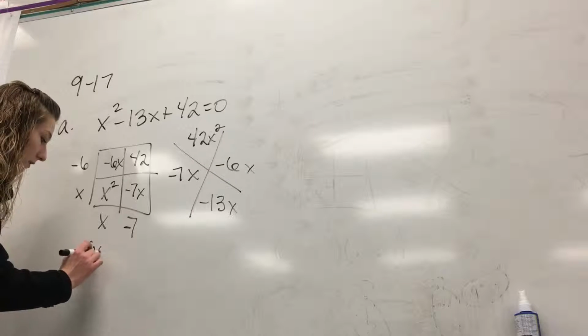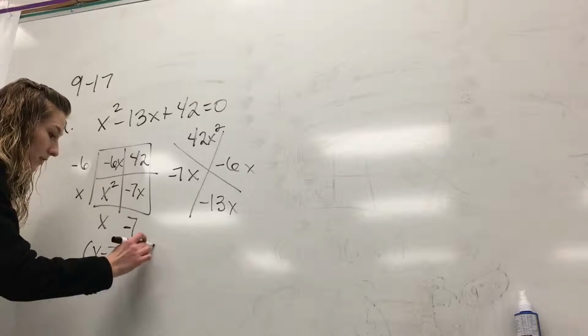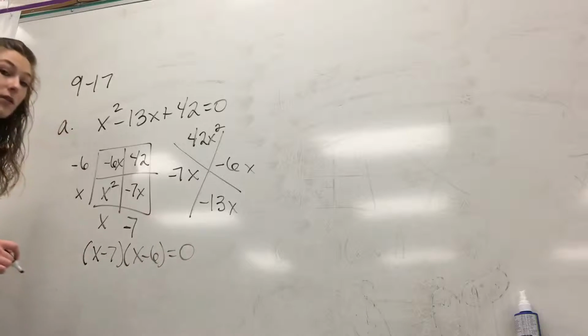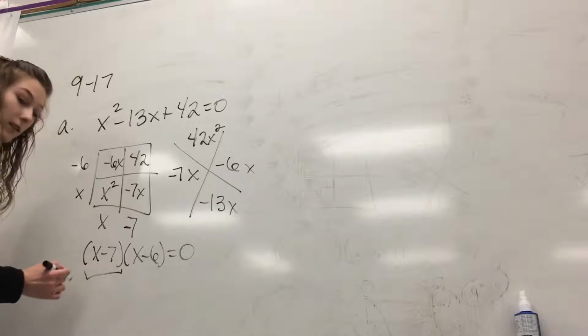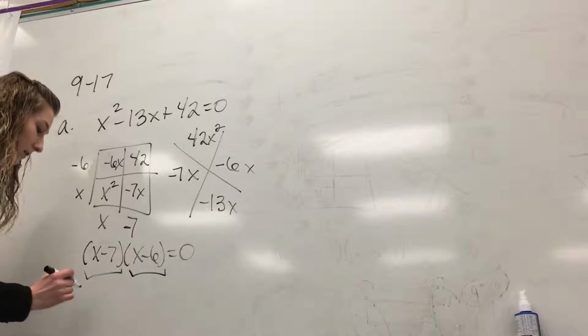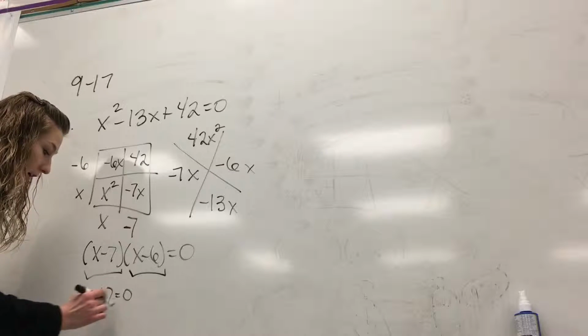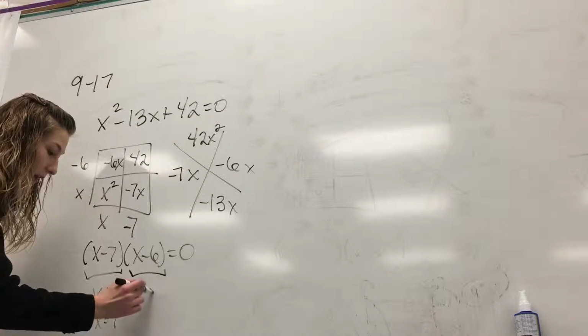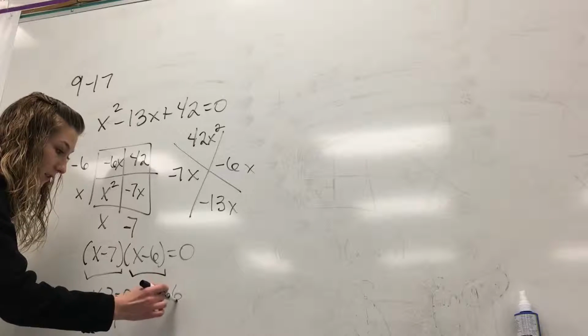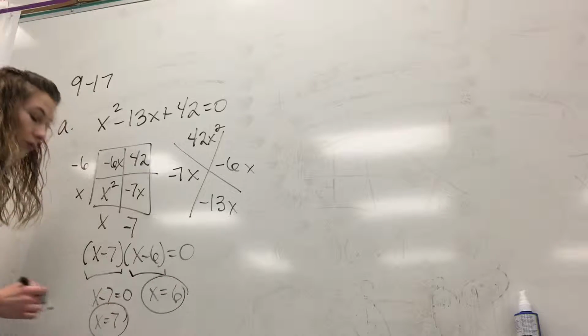So I have these as my parentheses, and then I'm going to set them equal to 0. So this part could be 0, or this part could be 0. So x minus 7 equals 0, I'll get positive 7, and then x equals positive 6. So those are my two solutions for part A.